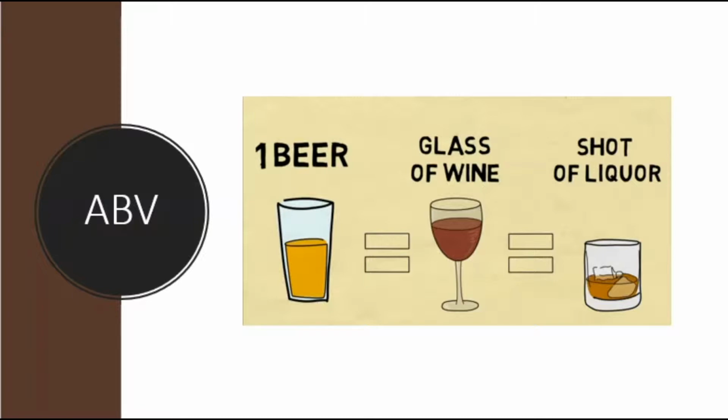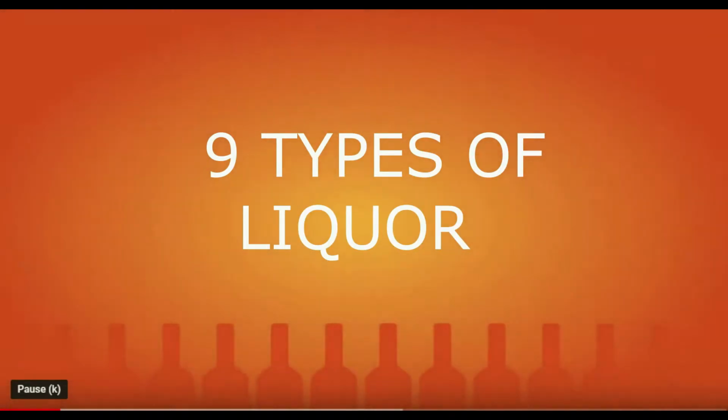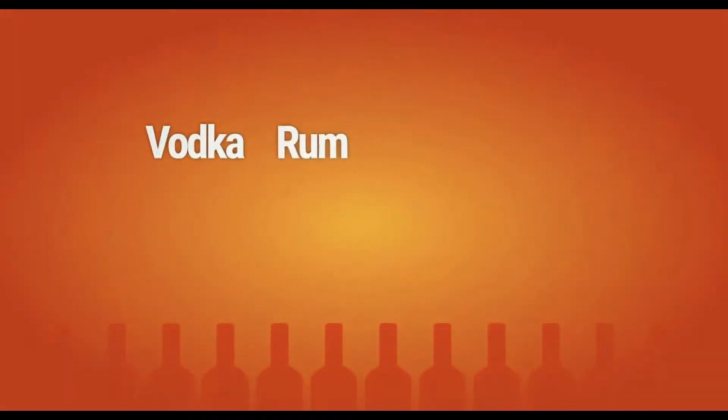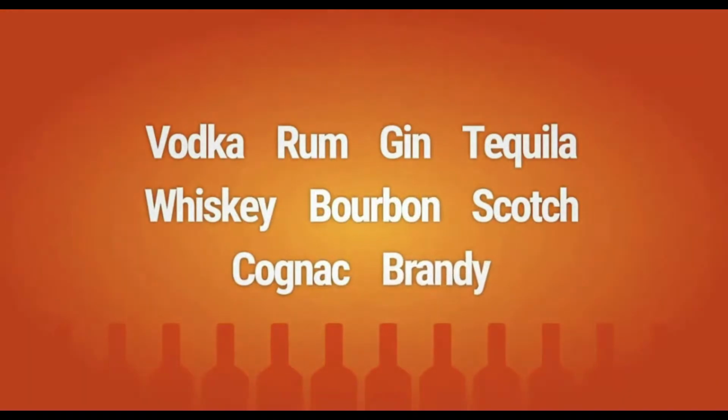All right, next let's take a look at some alcohol types you're going to be serving. Here's a quick video that explains the various types. There are 9 types of liquors commonly sold at bars, and they are vodka, rum, gin, tequila, whiskey, bourbon, scotch, cognac, and brandy.